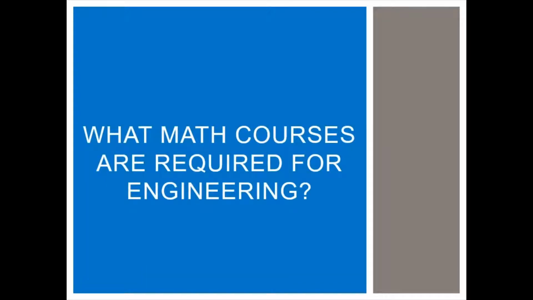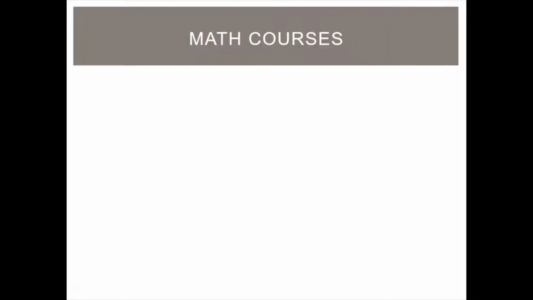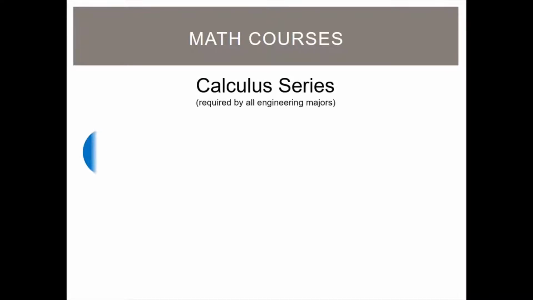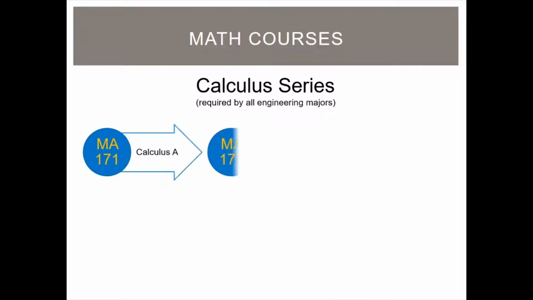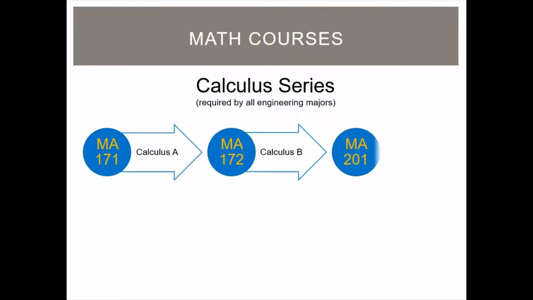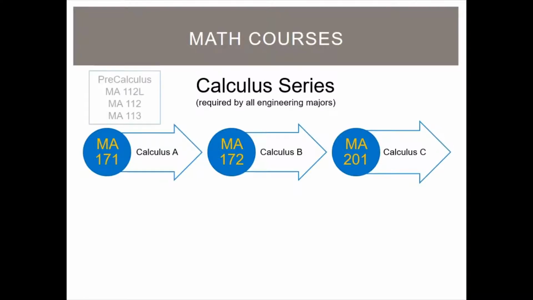So you might be wondering, what math courses do engineering students need to complete? All engineering students are required to take the Calculus series, which consists of MA 171, Calculus A, MA 172, Calculus B, and MA 201, Calculus C. These courses are 4 credit hours each. Your placement determines whether you start in MA 171 or higher, or start in a pre-calculus class. Pre-calculus classes do not satisfy degree requirements.